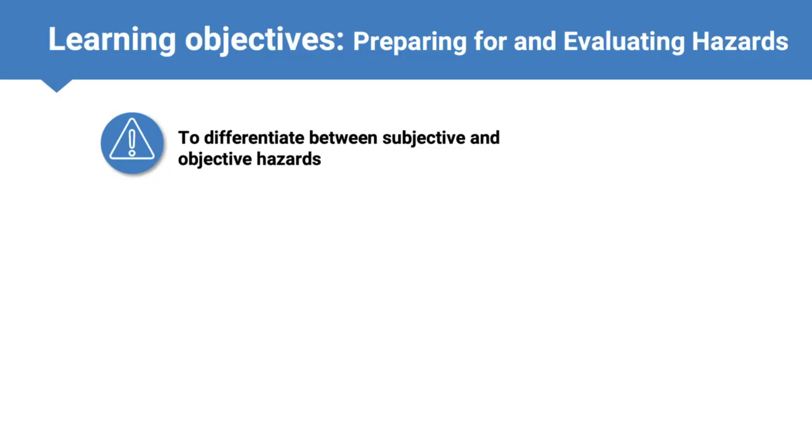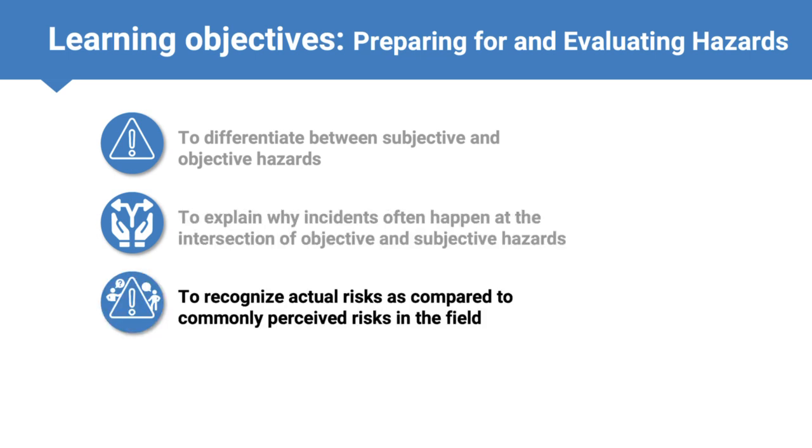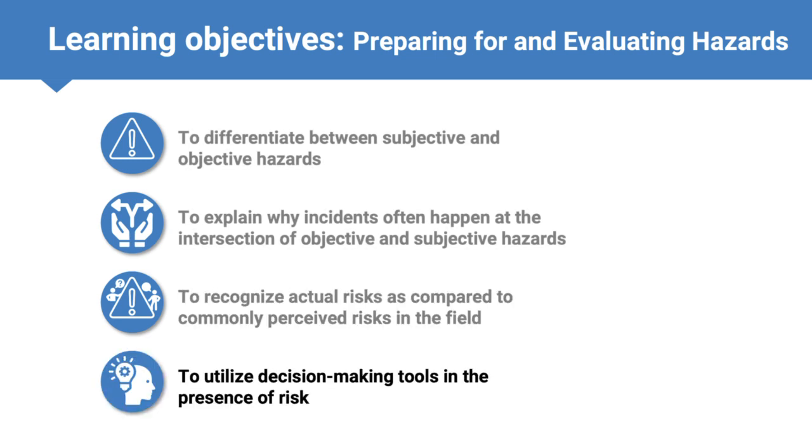In this module, we'll learn: 1. To differentiate between objective and subjective hazards. 2. To explain why incidents often happen at the intersection of objective and subjective hazards. 3. To recognize actual likely risks as compared to commonly perceived risks in field environments. 4. To utilize decision-making tools in the presence of risk. In this next lesson, we'll dive in with subjective and objective hazards.